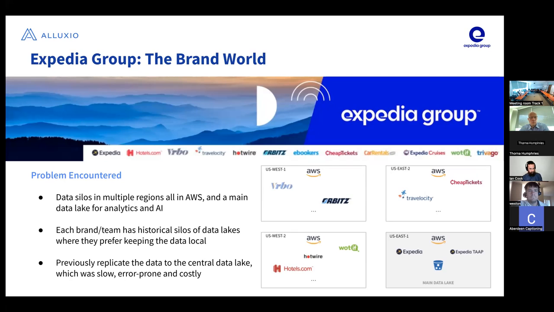The Expedia data platform team are Alluxio open source users. So they shared with us their journey, what challenges they were facing and why they chose Alluxio. Before adopting Alluxio, if you take a look at the diagram here on the bottom right, here is an example of what it looked like. They have a central data lake in the US East 1 region in AWS. They have some brands operating there. However, they still have many brands operating in different AWS regions.